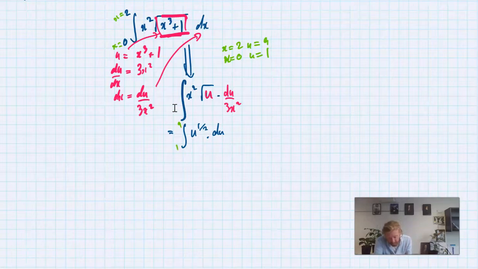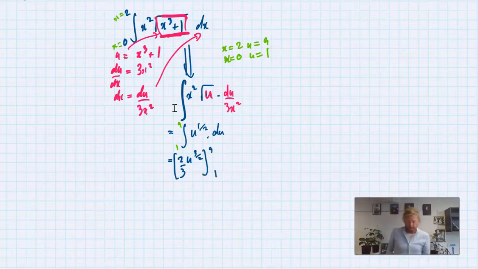Now I can just go ahead and do it, okay? I'm going to get u to the 3 over 2 divided by 3 over 2, which is times by 2 over 3. And I'm going from 1 to 9. Subbing those in, I get 2 over 3. I'm just going to rip that guy out the front there.